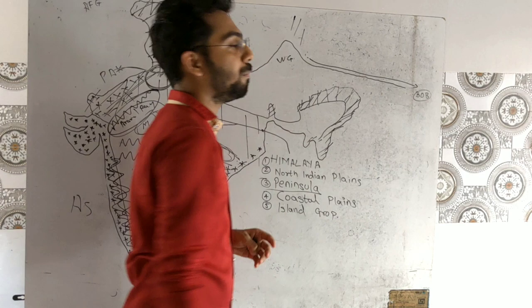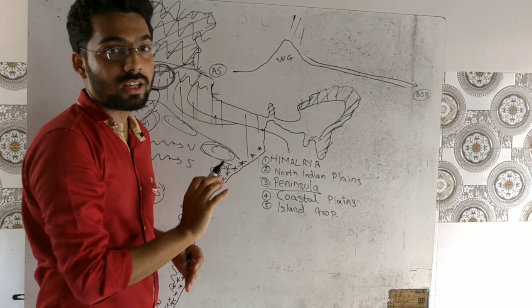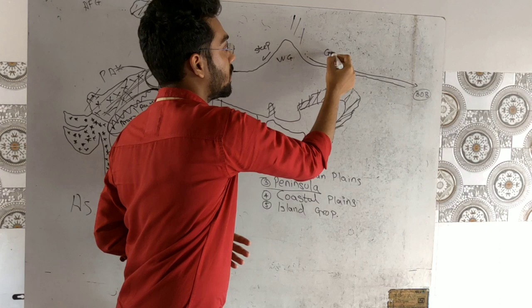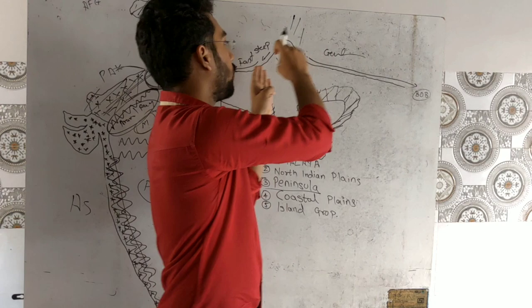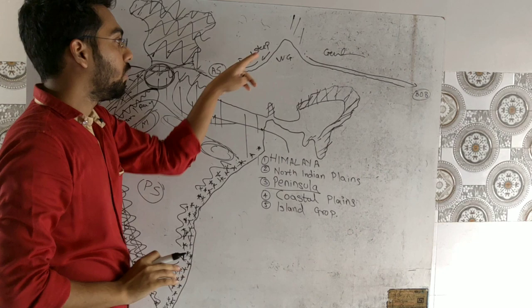But at the same time, here in the Arabian Sea region, the slope is very steep. There is a steep slope here, and here it is a gentle slope. So the water flows slowly over here, and the water here flows very fast. So what we can understand from this is that due to the steep slope, the water flows very fast.